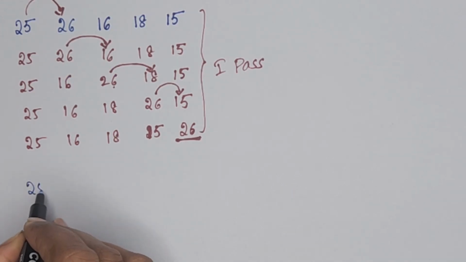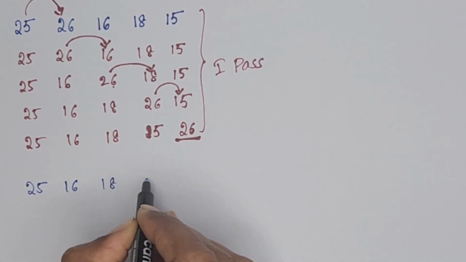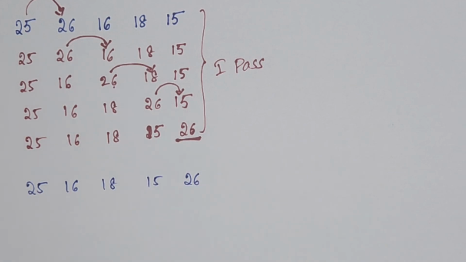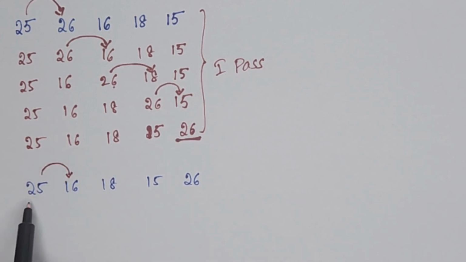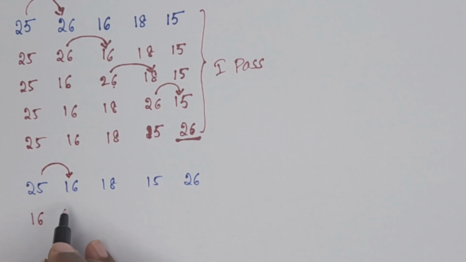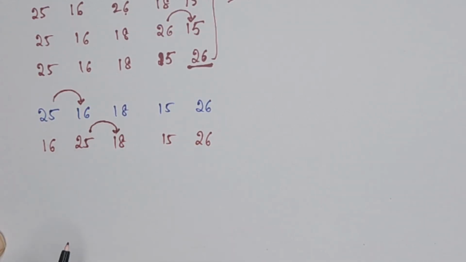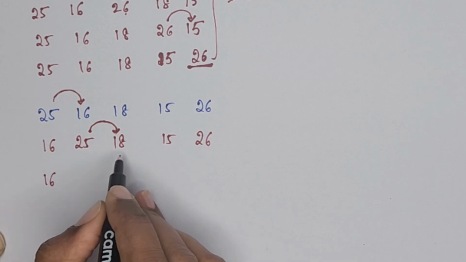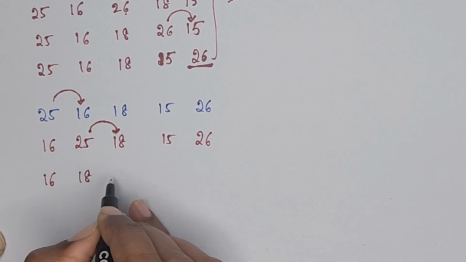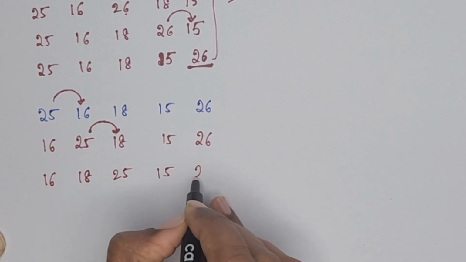So again I am writing the same elements: 25, 16, 18, 15 and 26. This is the second pass. In the second pass again we'll start with the first element only. The first element is compared with the second element. Now 25 is greater than 16. Swap these two, exchange these two elements: 16, 25, 18, 15 and 26. Now the second element and third element we have to compare. Now 25 is greater than 18. Again exchange or swap these two elements. After swapping: 16, 18, 25, 15 and 26.